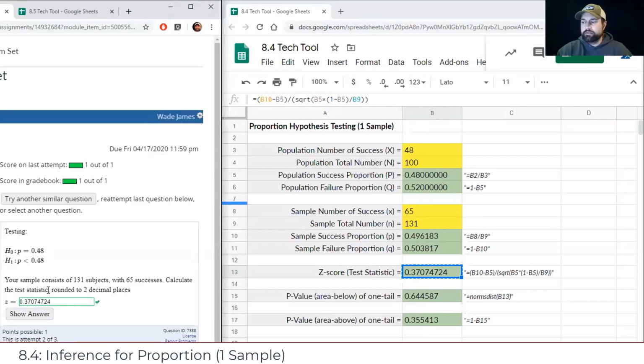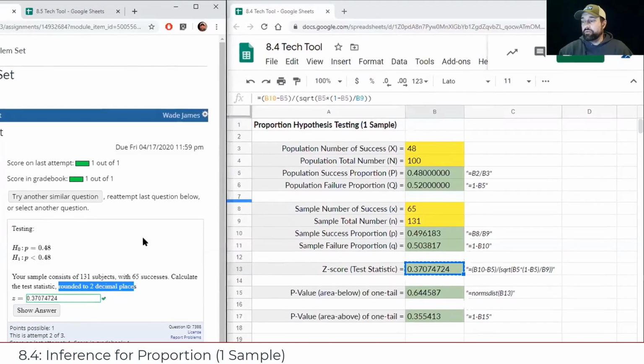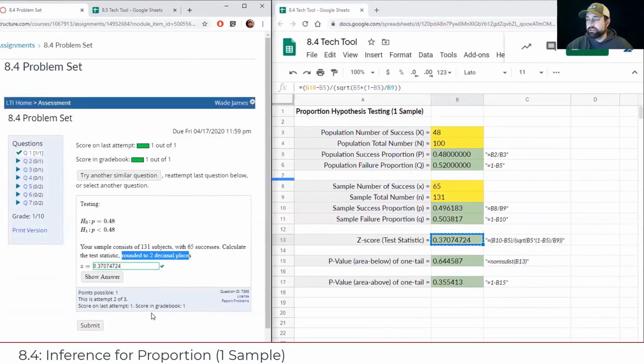And we got it right. I probably should have rounded it to 2 decimal places because sometimes, as you know, if you don't do the rounding, it will mark it wrong. But in this case, we got away with it, so I guess that's all right.